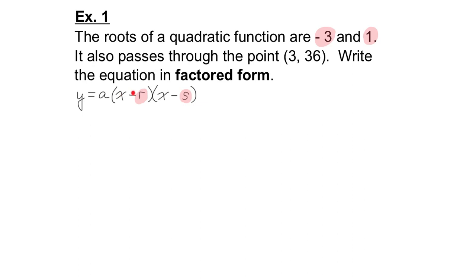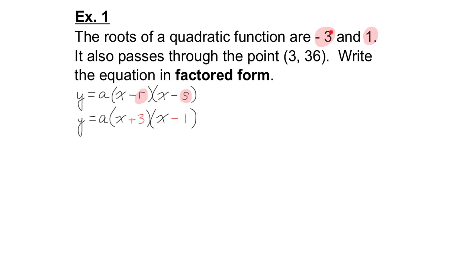Notice that it says x minus r. So if r is -3, it's x minus -3, which ends up being +3. The double minus becomes a plus. If s is 1, x minus s is x minus 1. So I leave that with a minus sign. So this is the beginnings of my equation for my quadratic function.